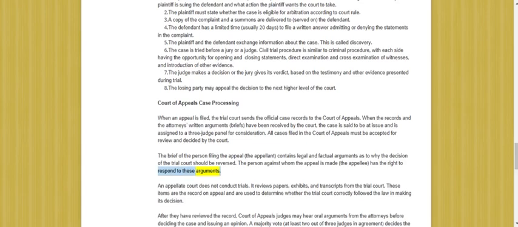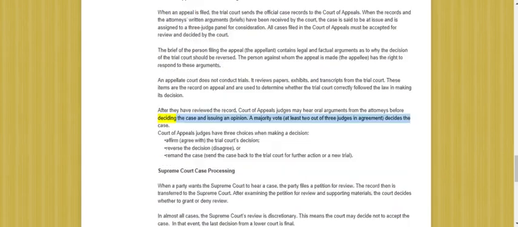Arguments. An appellate court does not conduct trials. It reviews papers, exhibits, and transcripts from the trial court. These items are the record on appeal and are used to determine whether the trial court correctly followed the law in making its decision. After they have reviewed the record, Court of Appeals judges may hear oral arguments from the attorneys before deciding the case and issuing an opinion.